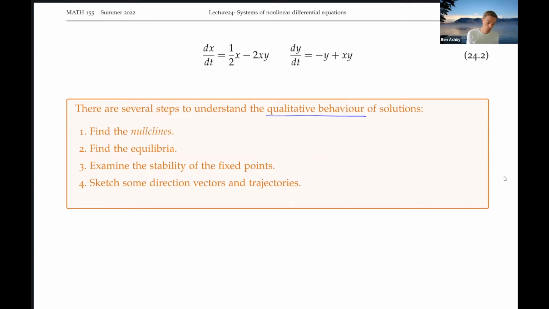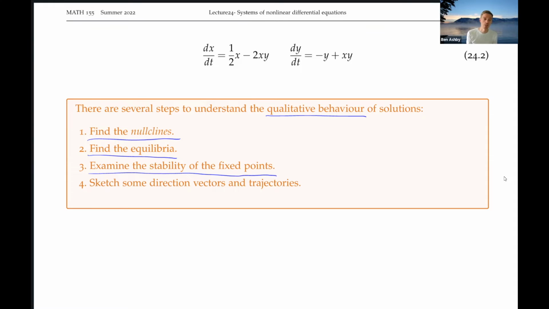So we're going to find our nullclines. Before, when we were looking at our linear systems, these were just straight lines. We only had one nullcline for our dx/dt equation and one for our dy/dt equation. Now we can have multiple nullclines because we have these nonlinear systems, so we have a nonlinear equation to solve. We're going to find our equilibria in the same way as before. Our equilibria satisfy dx/dt equal to 0 and dy/dt equal to 0 simultaneously. And we're going to examine the stability of our fixed points. We can sometimes do this graphically using our sketch, but sometimes we might want to do this algebraically as well.